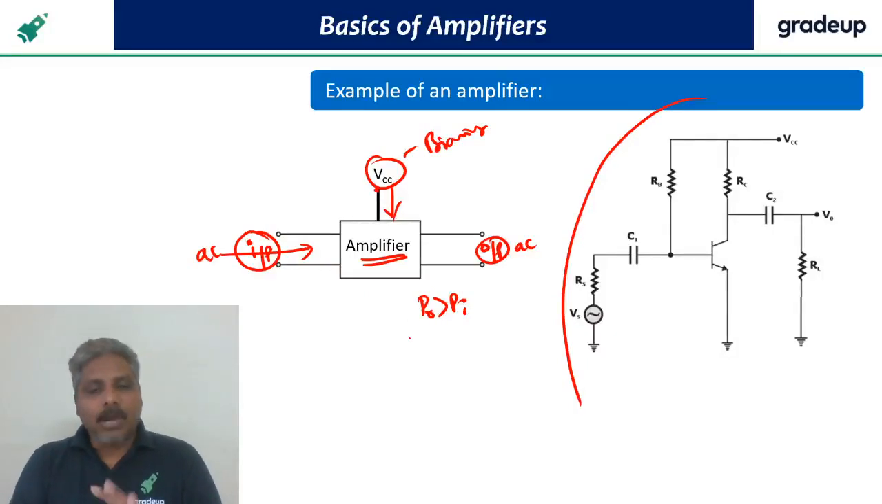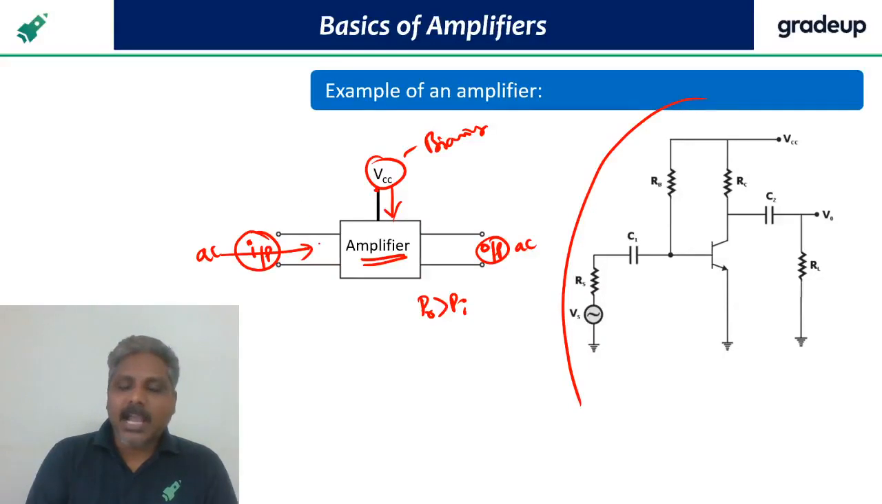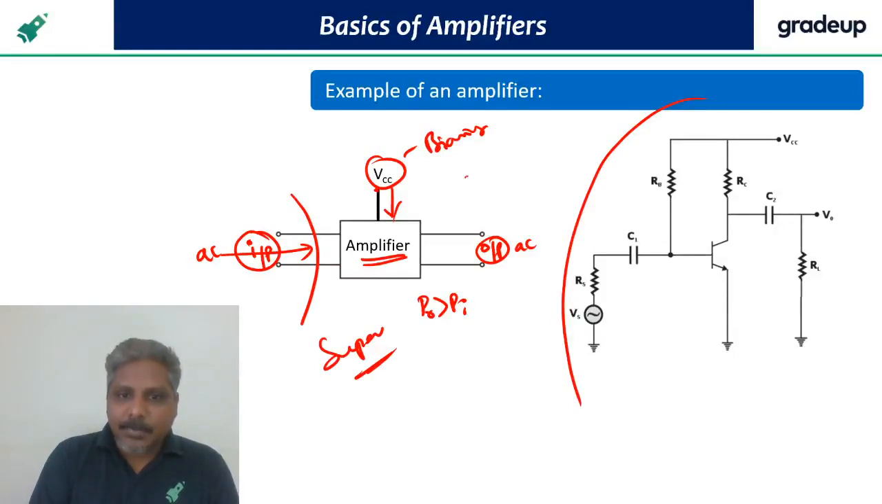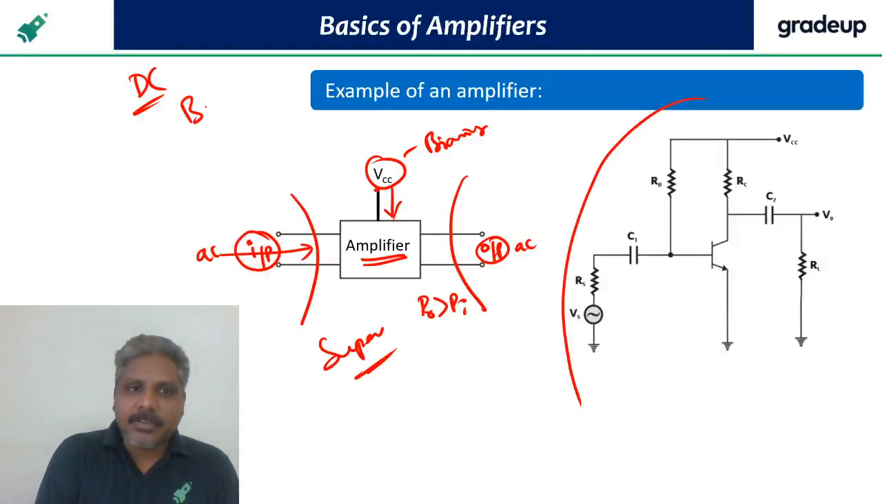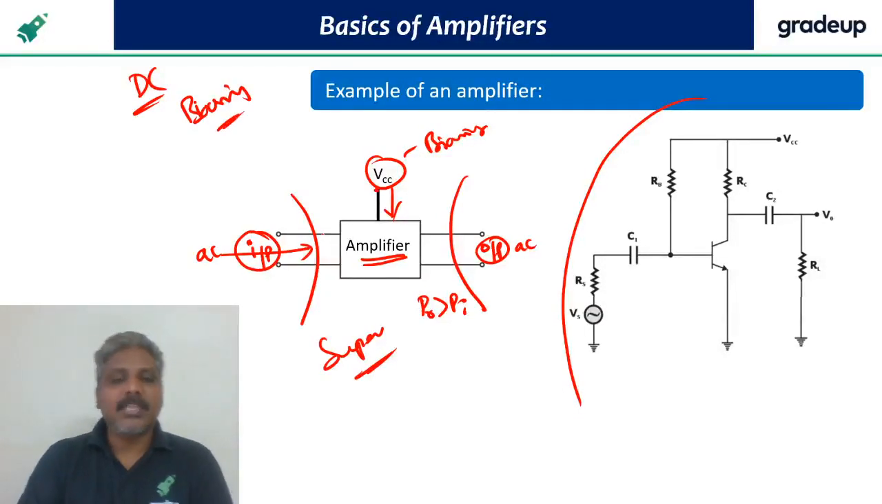So to avoid confusion and complexity, what I have done is I have applied the superposition theorem. I removed the AC part and discussed only DC. That's what we call biasing. Do you remember? In biasing, there was no AC coming anywhere.